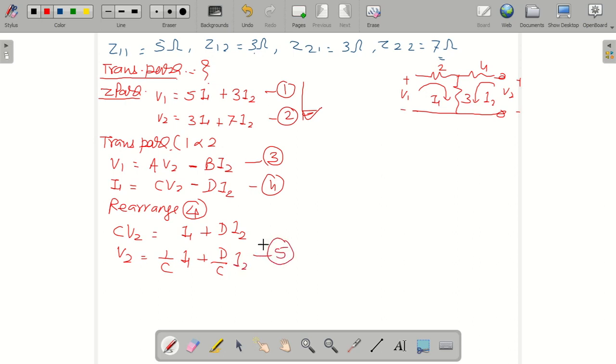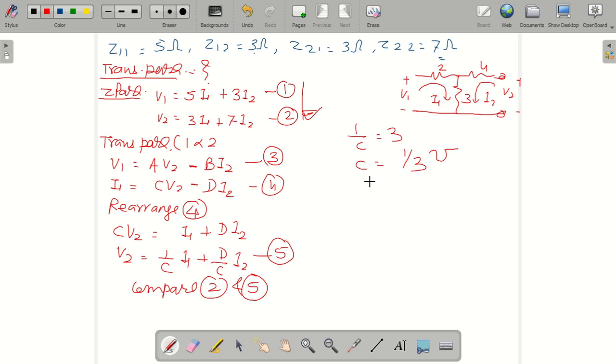Compare 2 and 5. So 1 by C equal to what? 3. 1 by C equal to 3. So C equal to what? 1 by 3. C goes there, this comes here, so mho. See, if C went there, then I upon V is what? Mho. Okay, right.